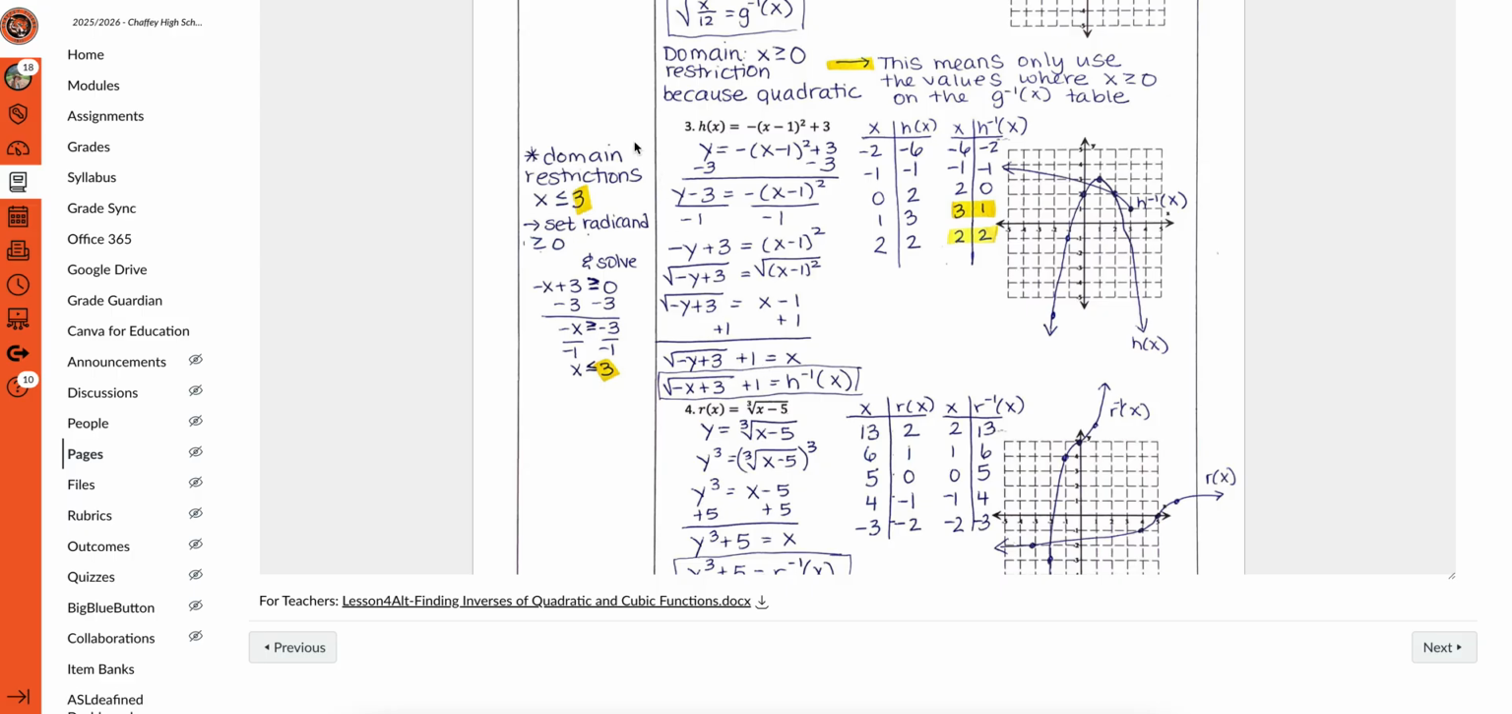Now, let me explain how you do the domain restrictions. Once you get it into a radical, you essentially set whatever the radicand, which is what's underneath the radical, to be equal to or greater than 0. So you'll notice we have -x plus 3 is greater than or equal to 0. So we subtract 3 from both sides, and then we divide by -1. Now, because we're dividing by a negative, the inequality sign flips, and so our domain restriction is going to be x is less than or equal to 3.